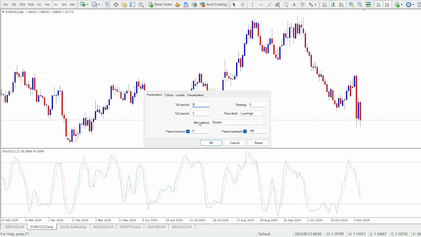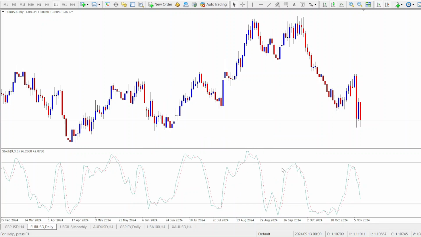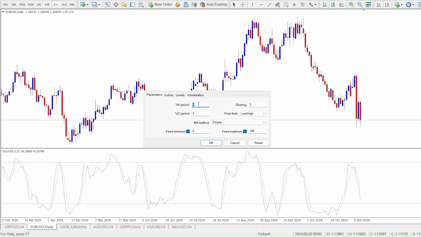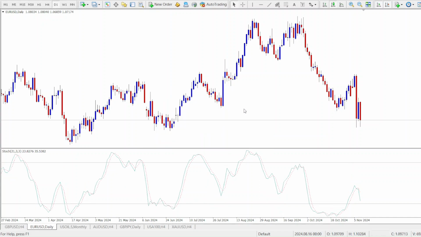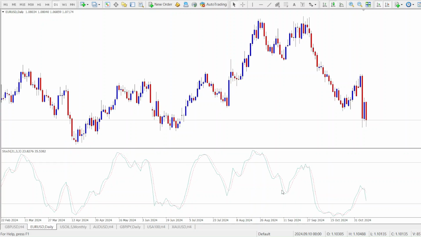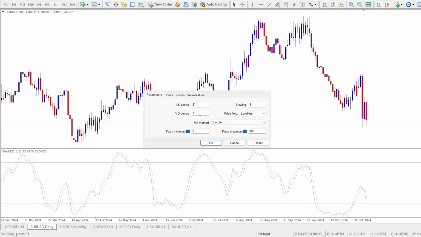If you are looking to filter out noise and trade more conservatively, you can even use a longer period like the 21 period for the percentage K. But let's see how the 9 looks. For the purpose of a more conservative approach, we're just going to be changing this to the 21 period, and we can see how it looks. It's going to give you smoother signals, as we can see, compared to the default settings. As for the percentage D, a 3 period is going to work just fine.